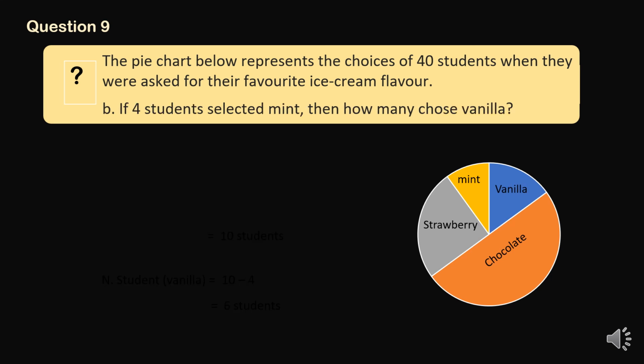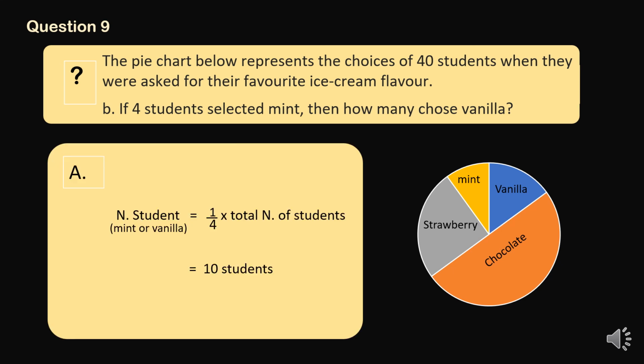The second part of this question is part B. If 4 students selected mint flavor, then how many chose vanilla? What you need to be aware of is the top section of the question is relevant to both parts. This means 4 students selected mint out of 40 students in total. If you look at the section of mint and vanilla, if you add them both together, they equal a quarter of the pie chart, or a quarter of the circle.